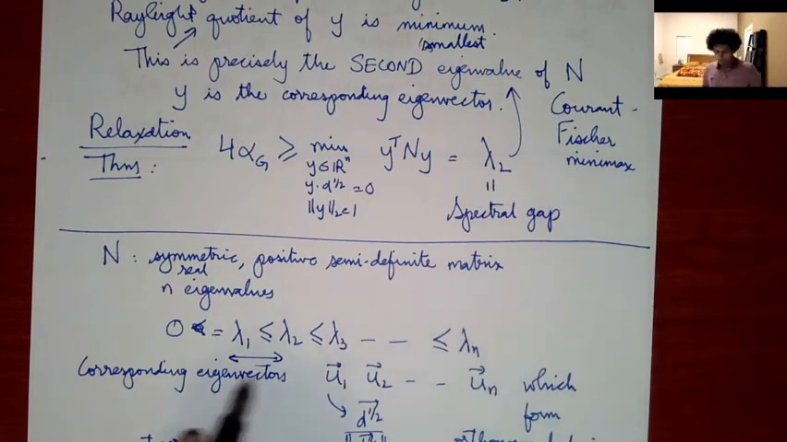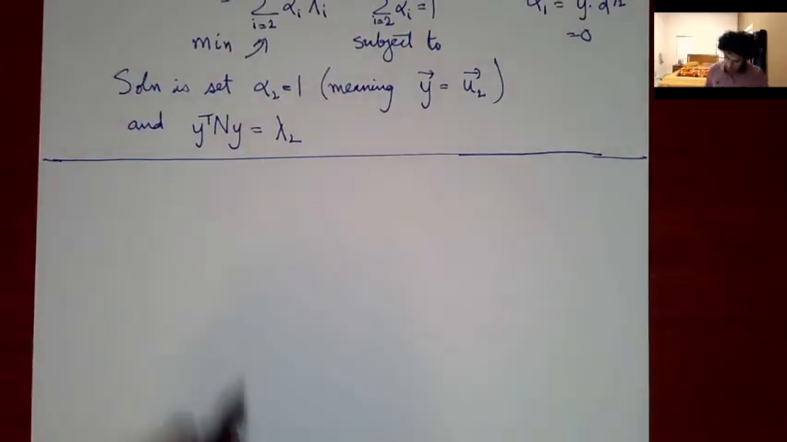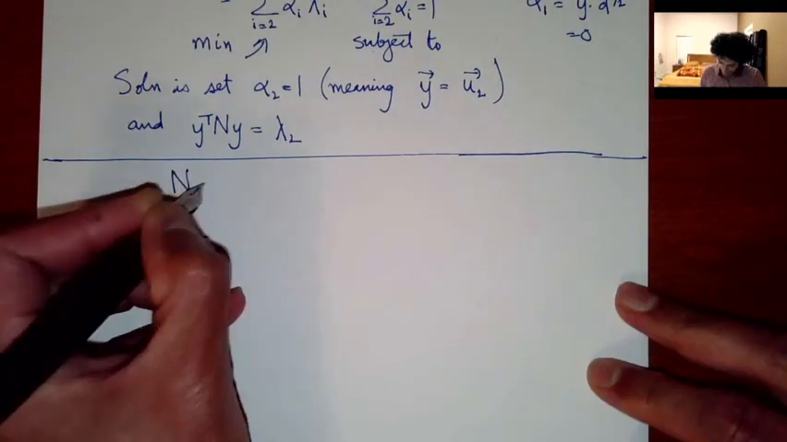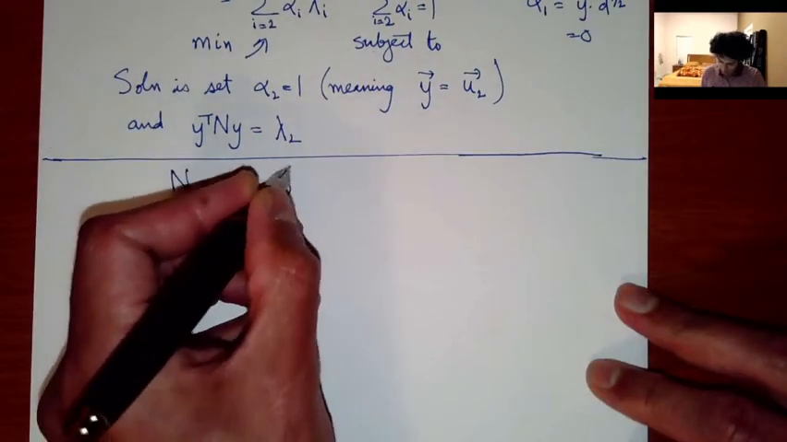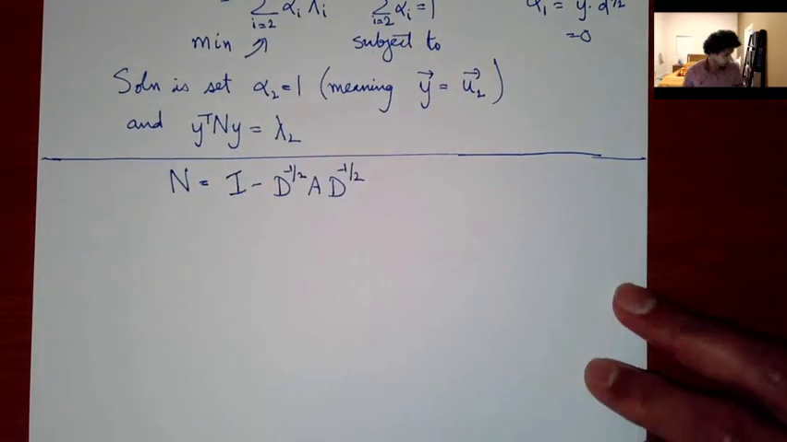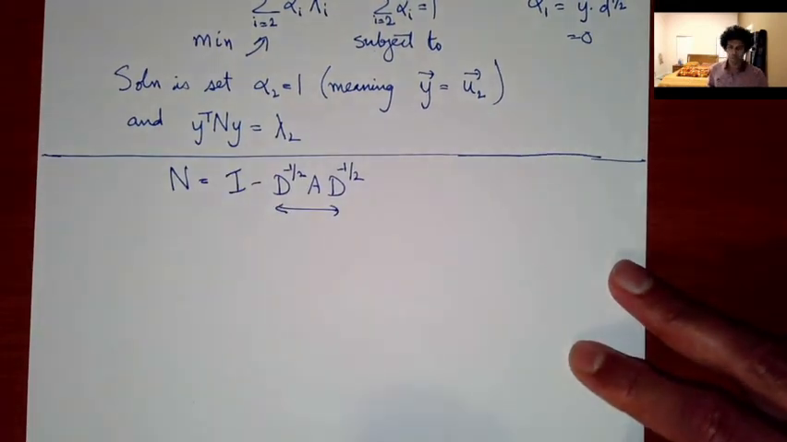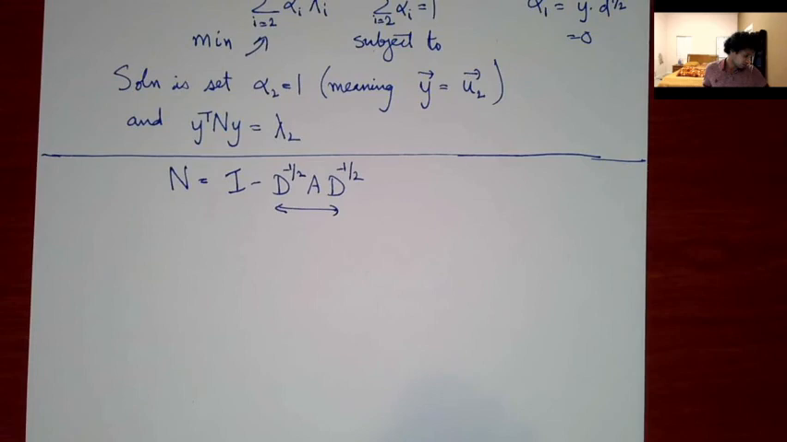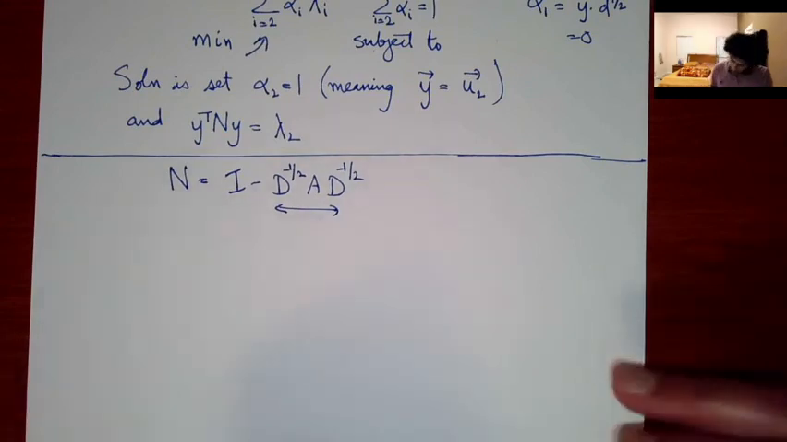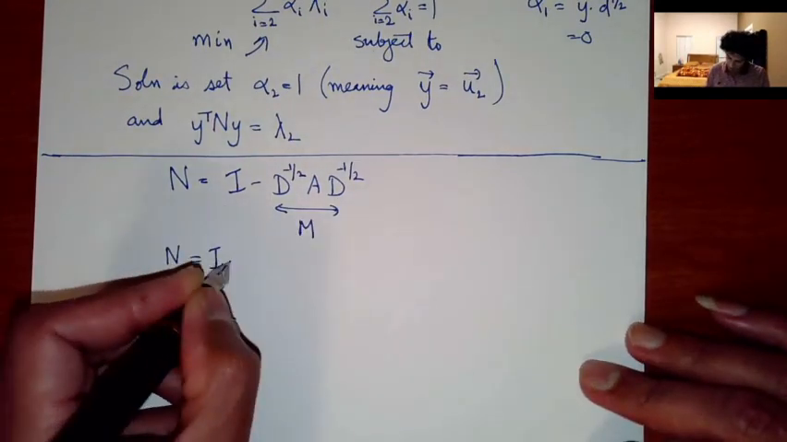Often, the reason why this is called, okay, so maybe I should say a little bit more about this, which is that N is I minus D to the minus half A D to the minus half. This is the normalized Laplacian. And so sometimes you can look at this matrix instead. Let me refer to this matrix as M. So then you have N normalized being I minus M.